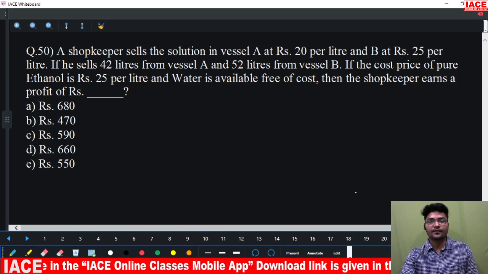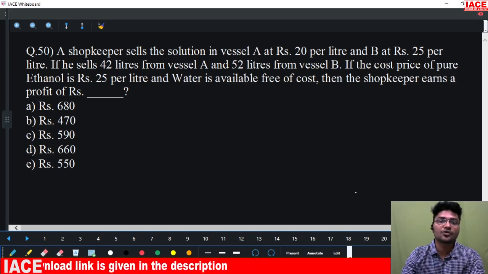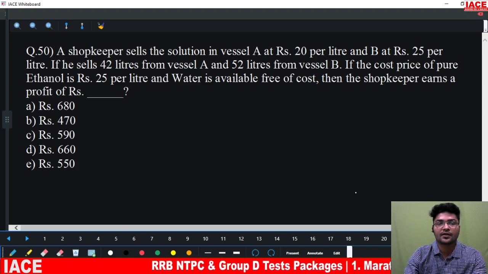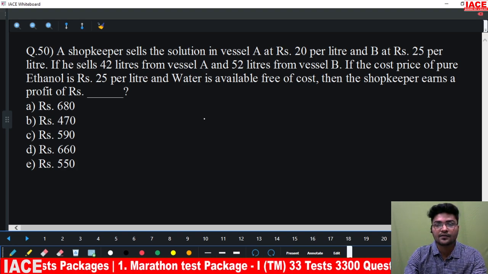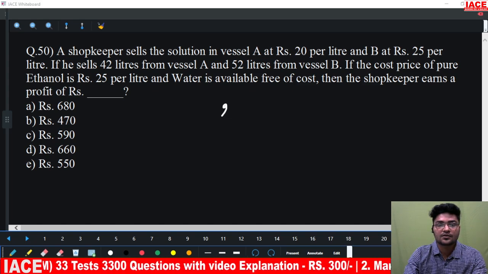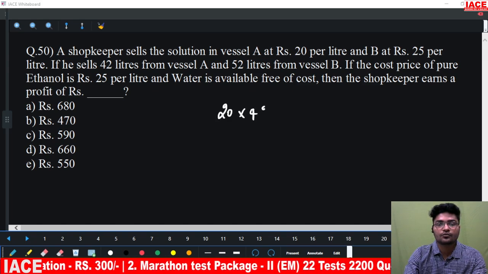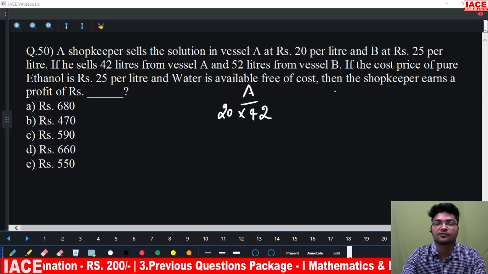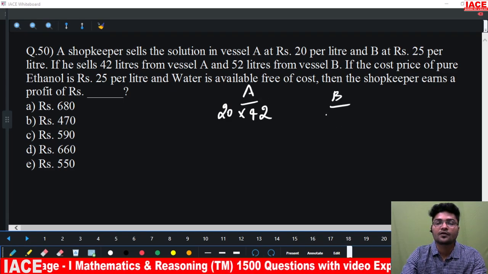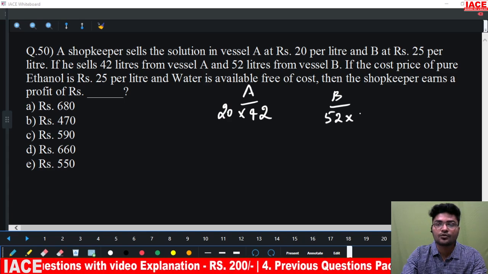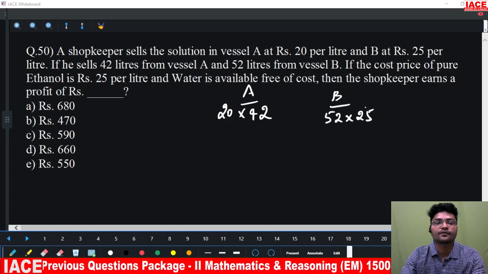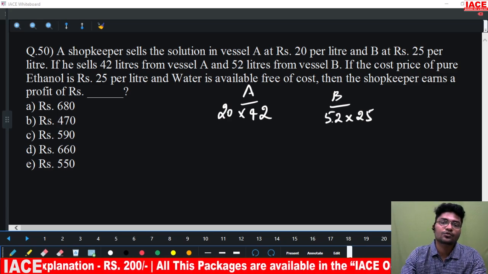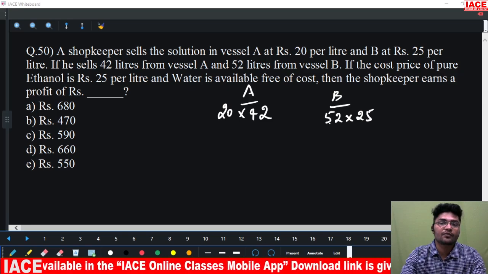So first thing, a shopkeeper sells the solution in vessel A at 20 per liter. How many such liters are there? 20 rupees into 42. This is about vessel A. And 52 liters from vessel B, so this is 52 into 25. This is about vessel B. The cost price of pure ethanol is 25 per liter.